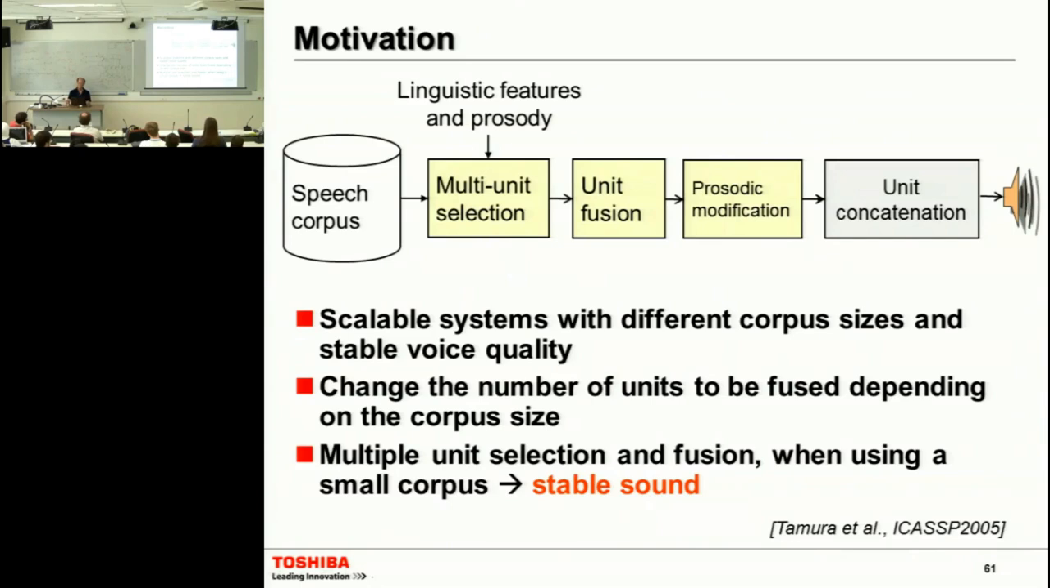So we can change the number of units to be fused depending on the corpus size. If corpus size is big, then we select just a few units, for example, two or three, then fuse them into one diphone unit. But if the speech corpus size is small, then we select maybe 10 units, then fuse into one. So this makes the synthetic speech sample more stable. This is the motivation.